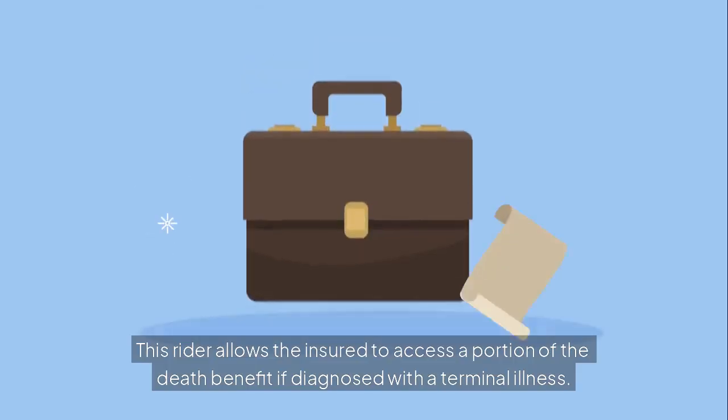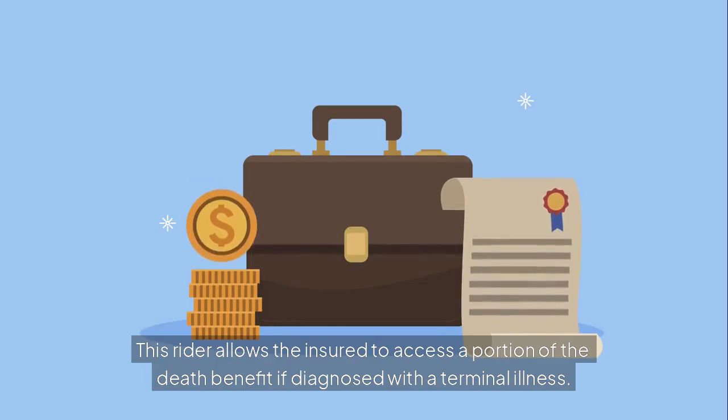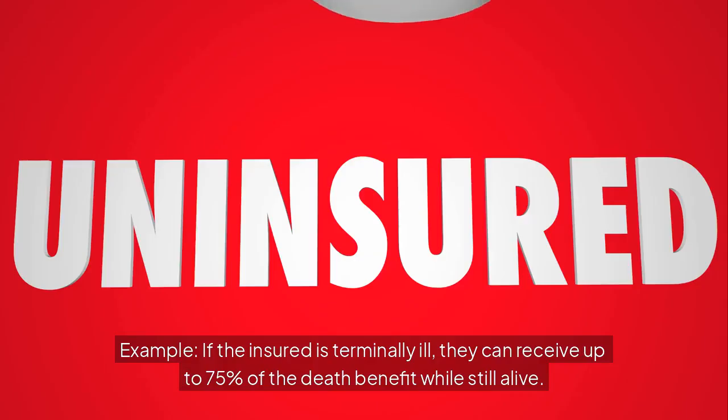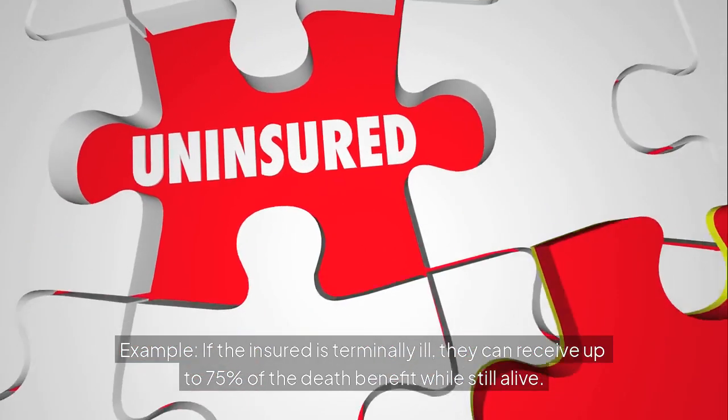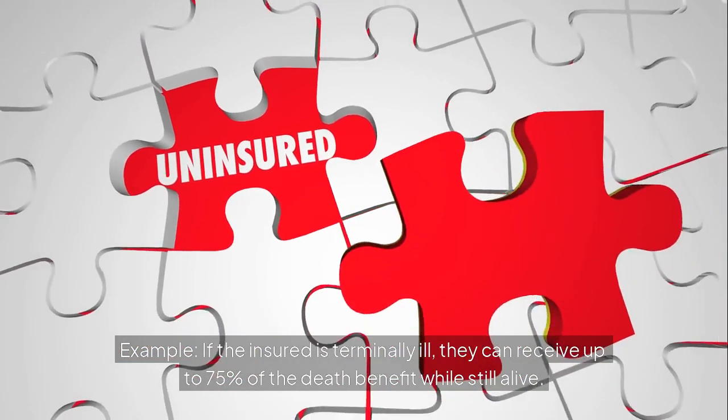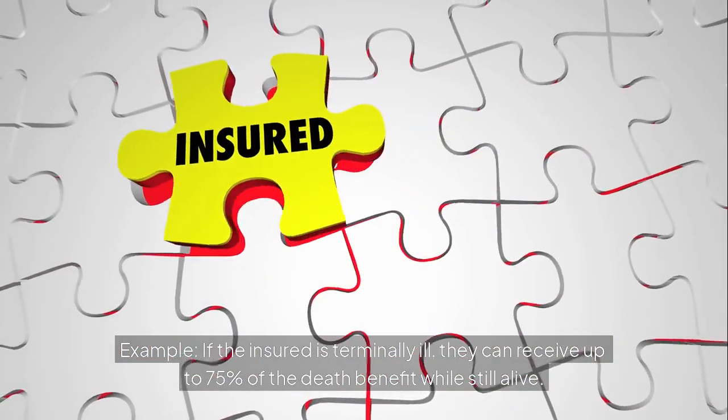20. Accelerated death benefits rider. This rider allows the insured to access a portion of the death benefit if diagnosed with a terminal illness. Example: if the insured is terminally ill, they can receive up to 75% of the death benefit while still alive.